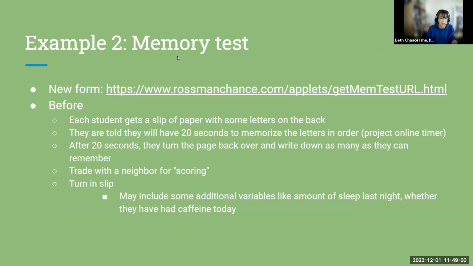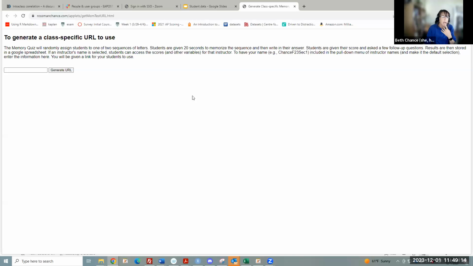The memory test wasn't on that first list, but it's one of my favorites now, partly because I have a new form. Teachers can go into this form and put in an identifier, and it'll send you a unique URL. I'll see if I can demo this real quick. So you can generate a URL, and then it tells you what URL to give your students.